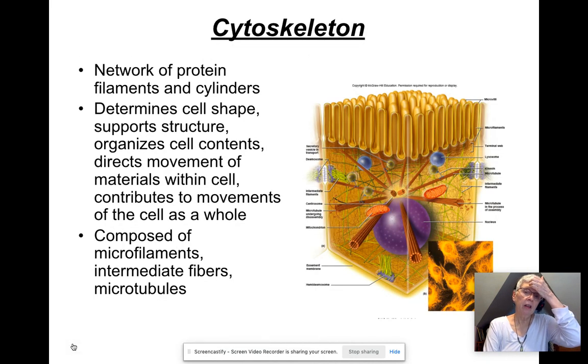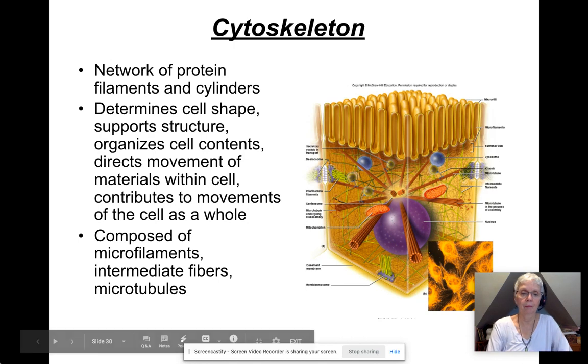So the cytoskeleton is a network of filaments and cylinders, and it determines the cell shape. It supports structures within the cell. It organizes where things are inside the cell. It directs where things go from one part of the cell to another. And it's made up of 3 things: microfilaments, intermediate fibers, and microtubules.